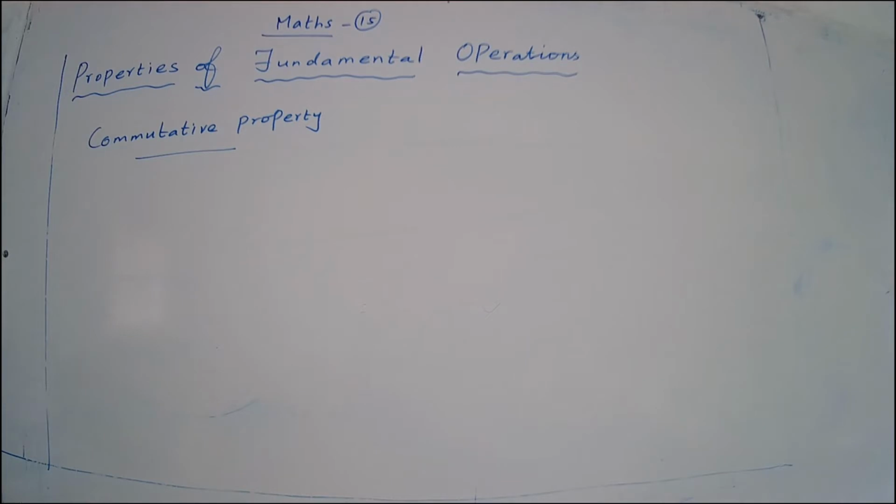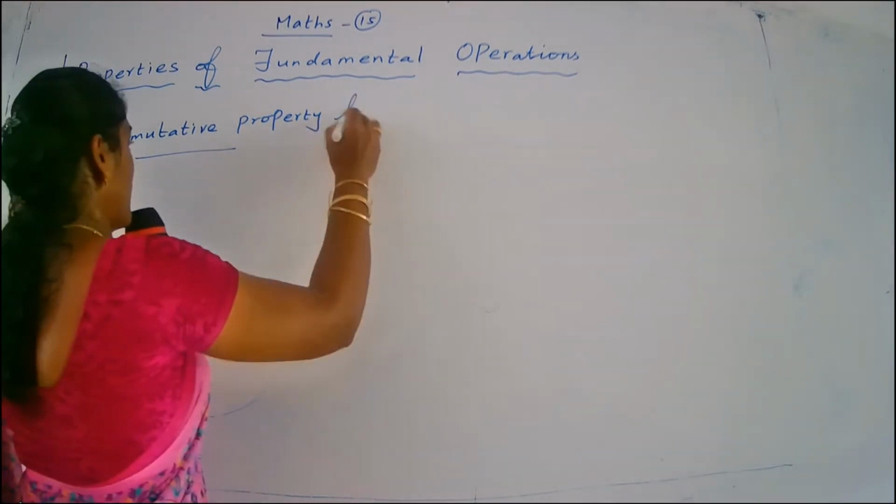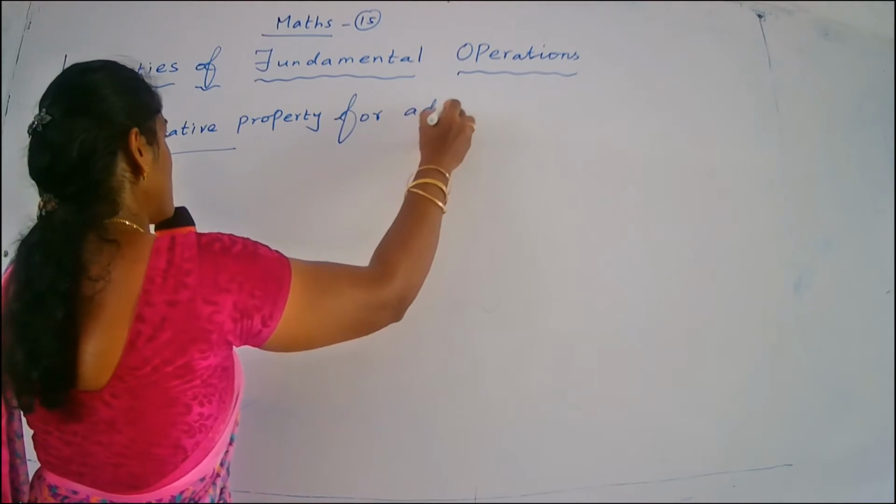Okay children, so now let us check this property for the operations of addition, subtraction, multiplication and division on various sets of numbers. All of you listen carefully. First of all, you check this property, the commutative property, for addition.